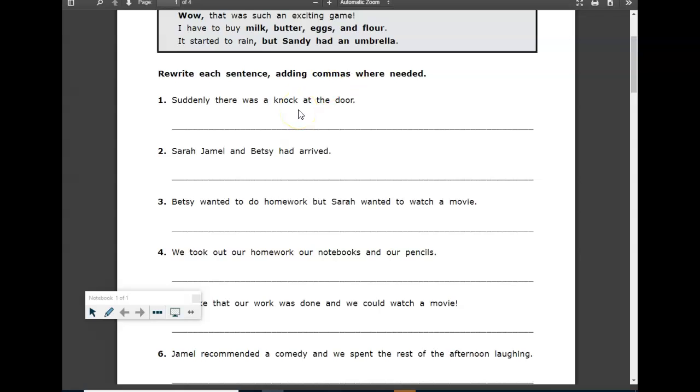Number one, suddenly there was a knock at the door. Did you hear where I paused when I read that? That's right. We're going to put the comma right here. Then you're going to rewrite this sentence using the comma in the correct place.